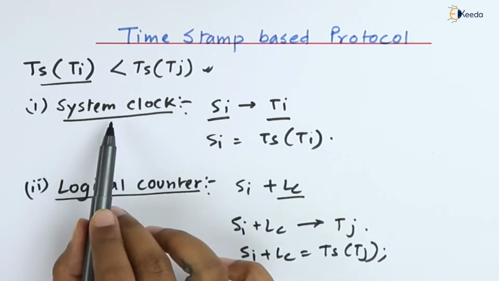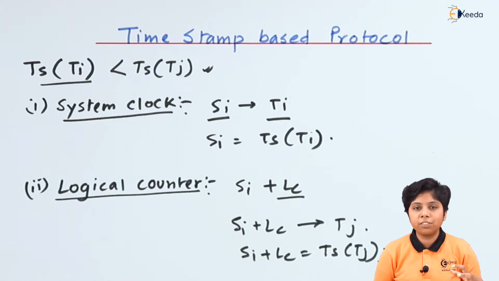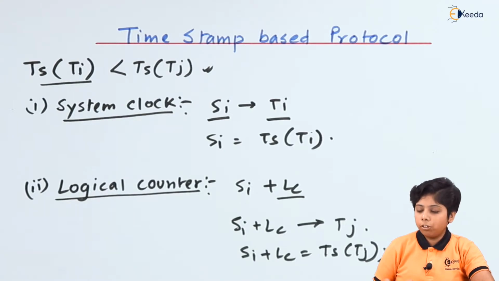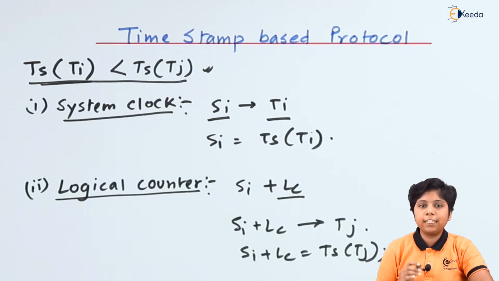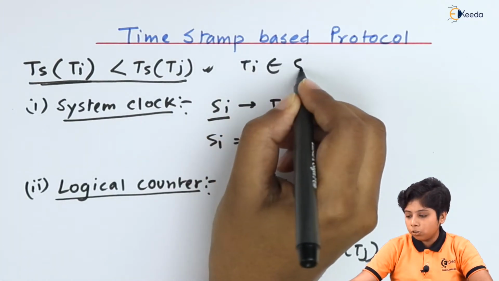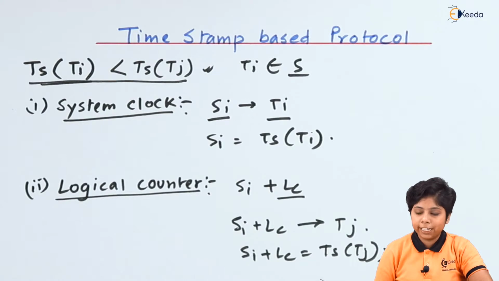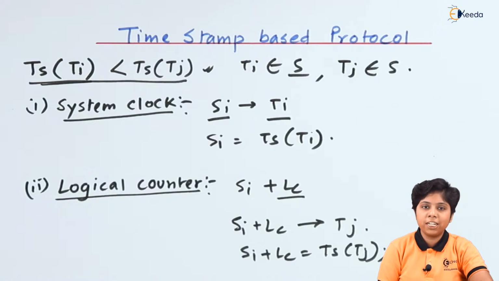With these two values, the system clock and the logical counter, we can determine at which time a transaction entered and how much time the transaction spent on its statements in a schedule. Now, if TS(TI) is less than TS(TJ), then we are ensuring that TI appears before TJ. That means TI belongs to a schedule S, and TJ also belongs to the schedule S.